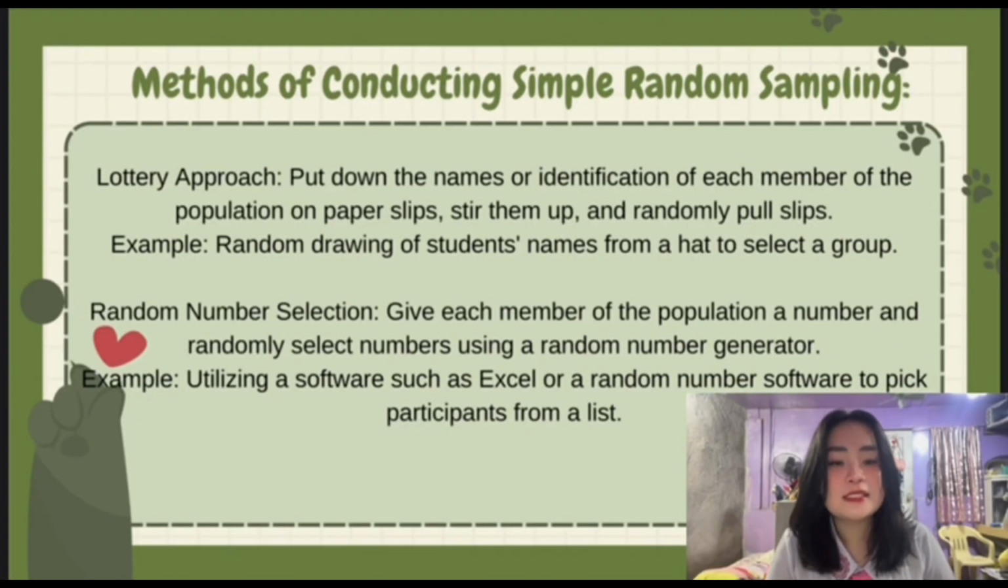So, here are the methods of simple random sampling. Lottery approach. Put down the names or identification of each member of the population on paper slips, stir them up, and randomly pull slips. Example, random drawing of students' names from a hat to select a group. Random number selection. Give each member of the population a number and randomly select numbers using a random generator. Example, utilizing software such as Excel or a random number generator to pick participants from a list.